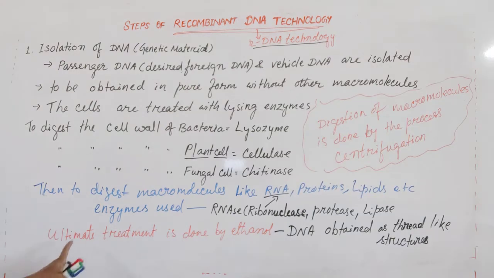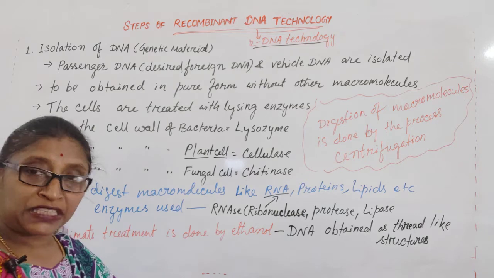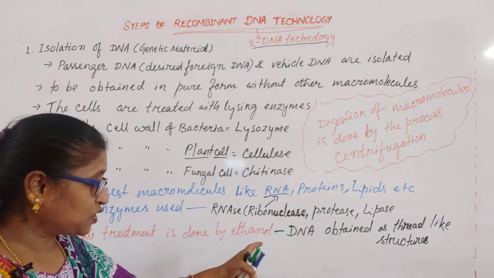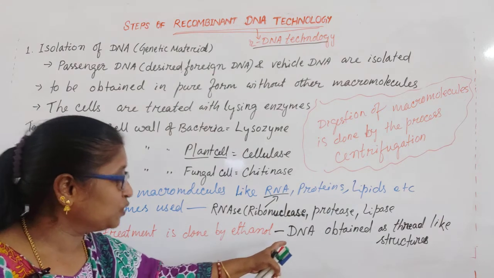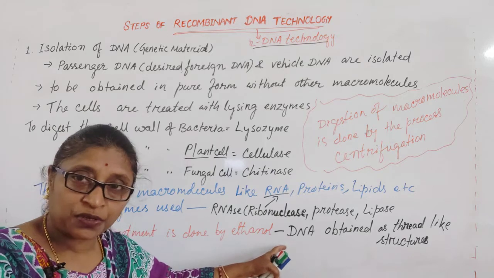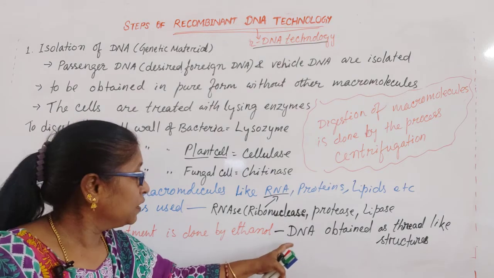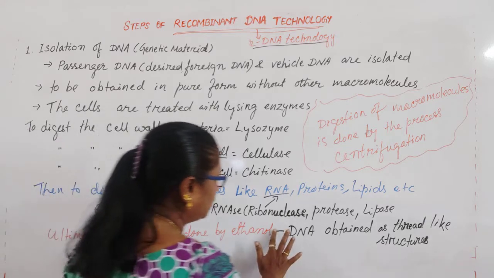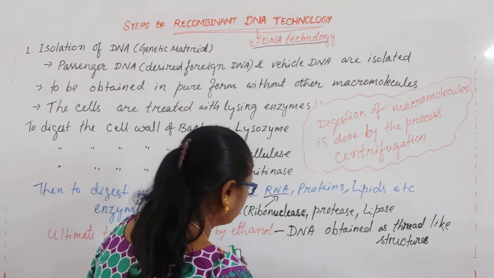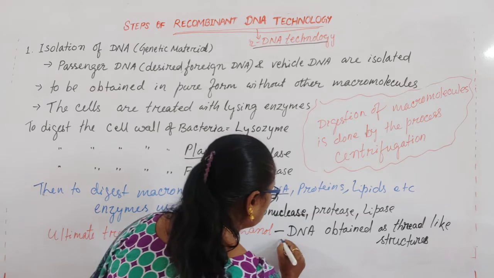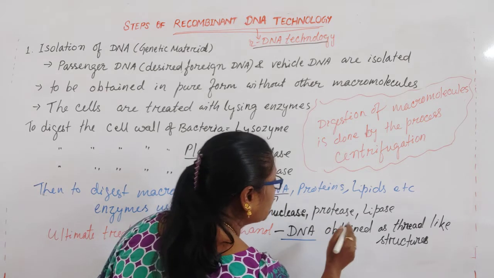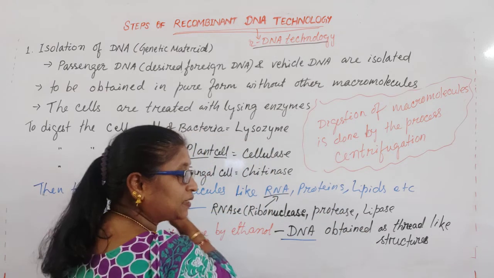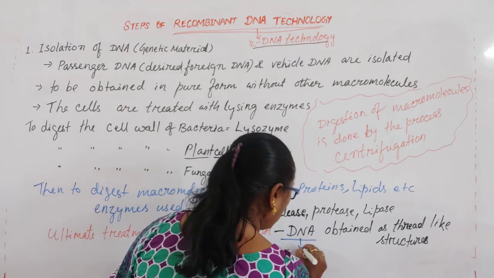So when ultimately ethanol is added to this mixture, which is getting centrifuged in the centrifuge, then the pure DNA is obtained. The pure DNA is obtained in the thread-like structure, in pure form.